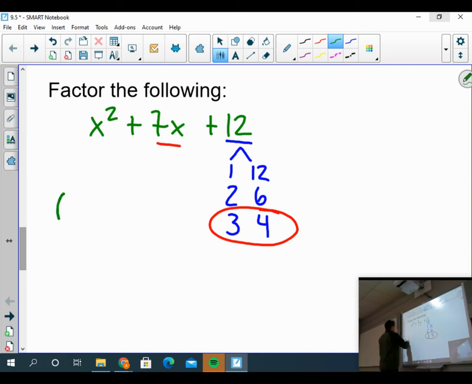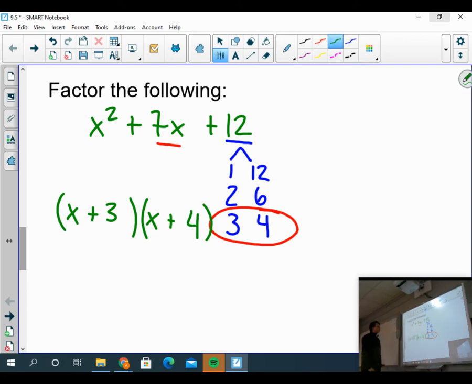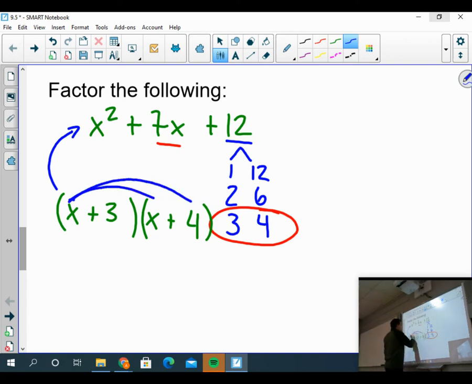So how am I going to write this out? Well, I'm going to take those two factors and put them in parentheses that are multiplied together. Doesn't matter which one goes where. The reason I'm writing them next to x's is when I multiply this out, my goal should be to get the original. In fact, this is how we can check our work. If I write my answer as the multiplication of two binomials with these factors, then when I multiply this out, I should get the trinomial that I started with.